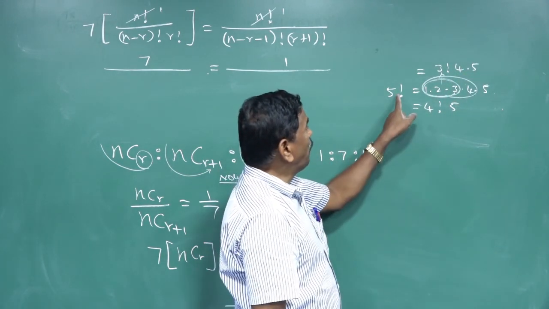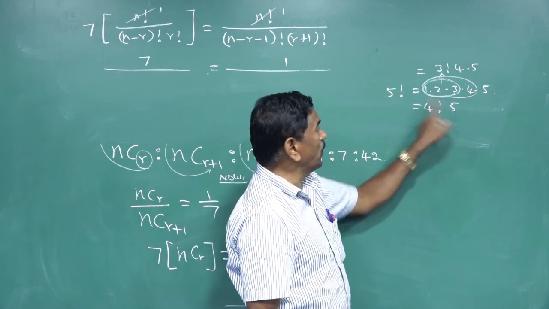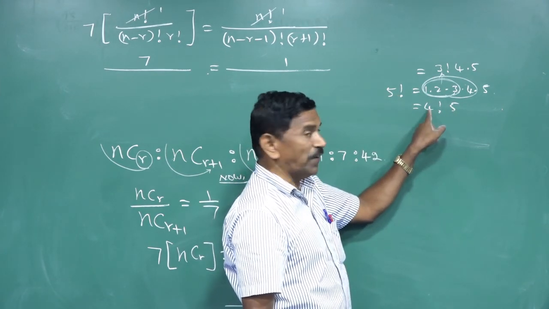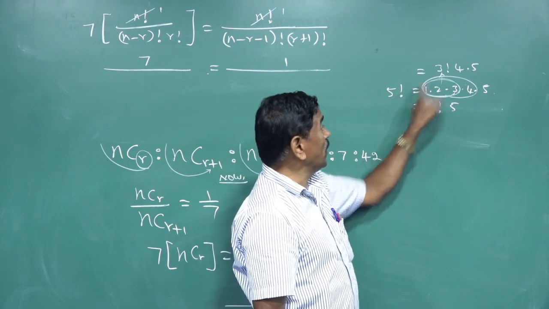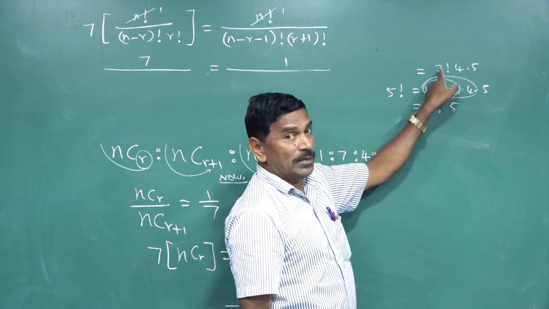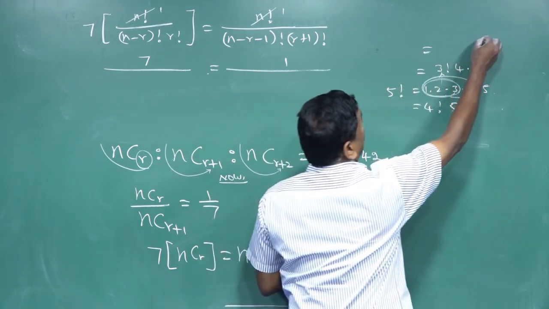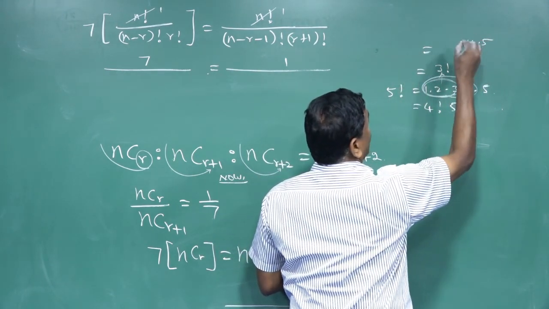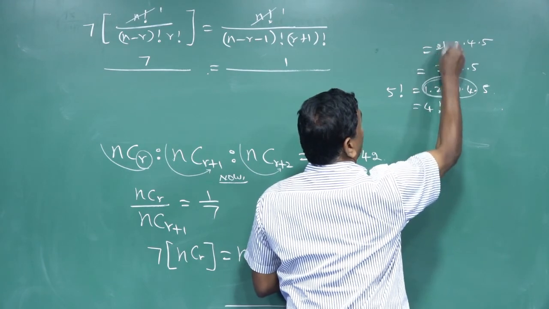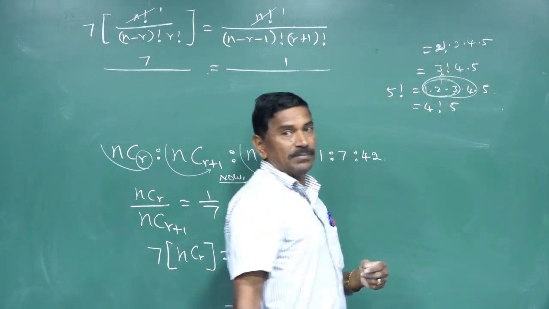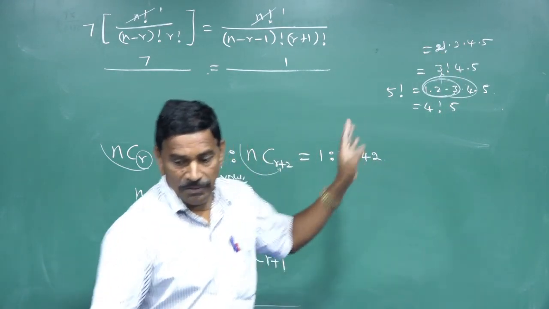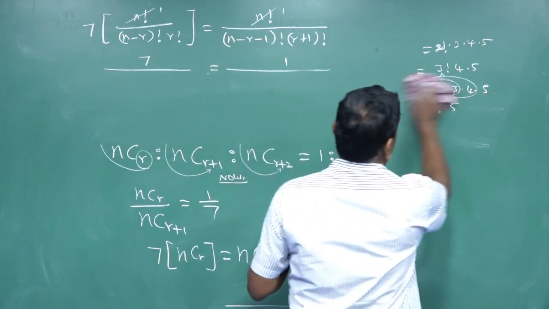Which means 5 factorial equals 5 into 4 factorial. 5 factorial equals 5 into 4 into 3 factorial. Similarly, 5 factorial equals 5 into 4 into 3 into 2 factorial. Likewise we can split. That is a technique which is purely for your understanding.